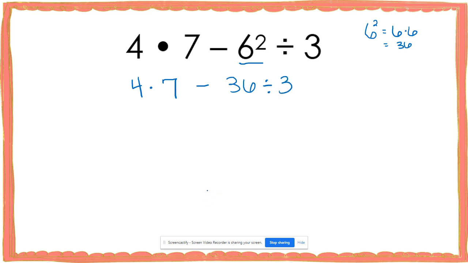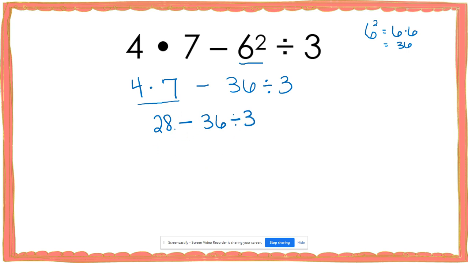Now my next step is to multiply or divide from left to right. Well, when I look at my problem, I notice that the first thing in my problem is a multiplication problem. So that's what I'm going to do first. 4 times 7 gives me 28, so I'll write 28. Then the rest of my problem says minus 36 divided by 3.